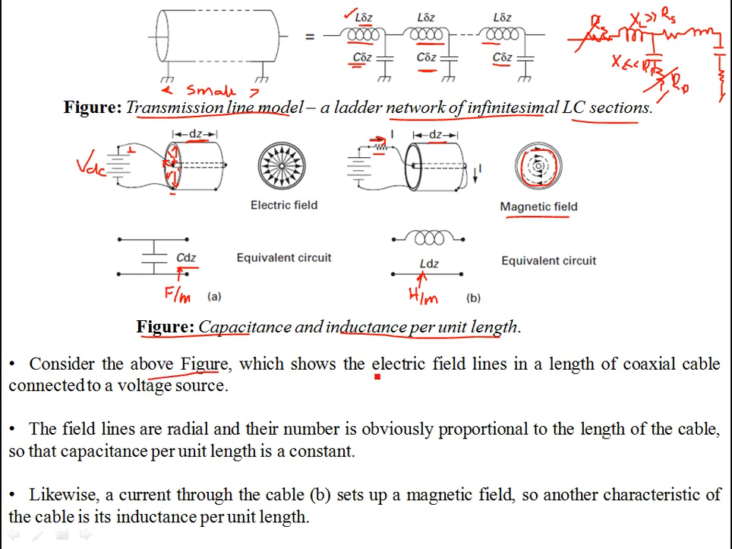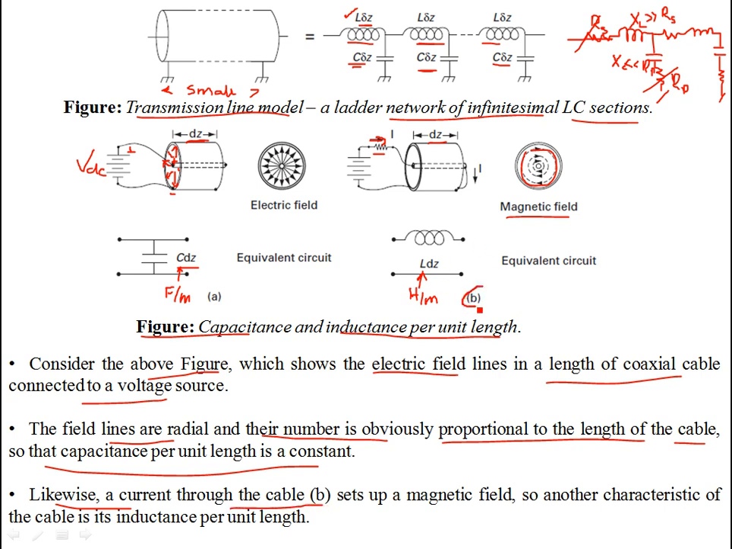So if you consider the above figure, which shows electric field lines, the length of a coax cable connected to a voltage source, the field lines are radial, and their number is obviously proportional to the length of the cable. So the capacitance per unit length is a constant, in farads per meter. Likewise, the current through the cable sets up a magnetic field. So another characteristic of the cable is the inductance per unit length. How many electric field lines and magnetic field lines we have is obviously proportional to the length of the cable.